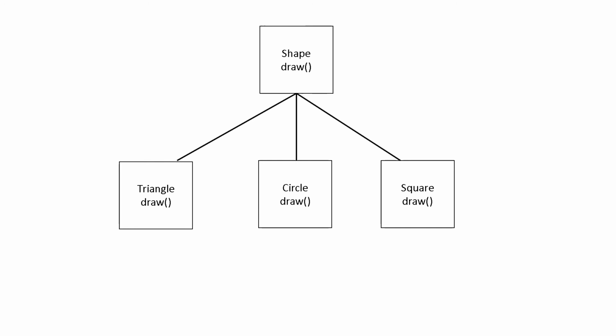Here, a function overloading example is given. Shape draw. Draw is a function. You can draw a triangle, you can draw a circle, you can draw a square. So the same draw function, just change the attributes, the values. You can draw the circle, you can draw a triangle, or you can draw a square. This is function overloading.